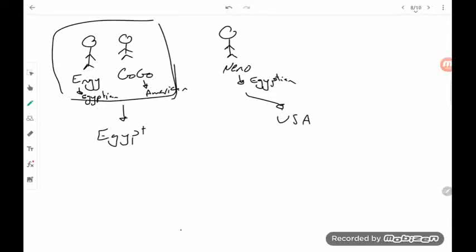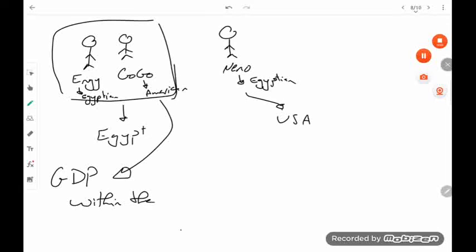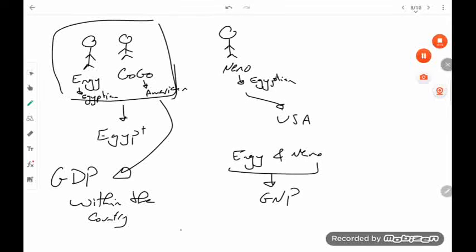If you would like to calculate GDP, production made by NG and Google will be calculated in GDP, as both of them are located inside Egypt. It is production within the country. But production of Nino will not be calculated in GDP. What about GNP? If you would like to calculate GNP, production of Nino and NG will be included, while production of Google will not be included in GNP. So the difference between GDP and GNP is the location of production.